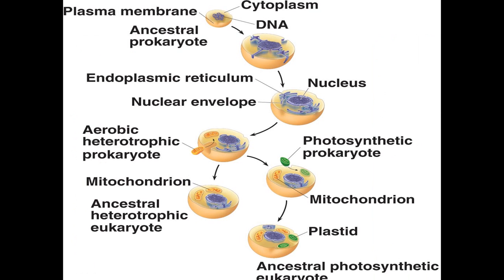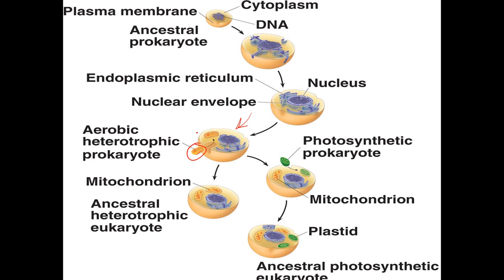Now, other organelles evolved through a process called endosymbiosis. And this would include the mitochondrion and the chloroplast. What they believe happened is that you have this prokaryote, and through the process of phagocytosis, it engulfed an aerobic heterotrophic prokaryotic cell. Now, for whatever reason, it did not digest or break down that little prokaryote, and that little prokaryote took up residence inside the larger cell.